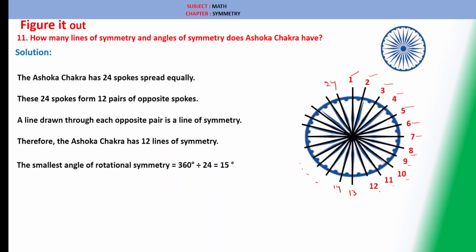The smallest angle of rotation symmetry is 360 divided by 24, that is 15 degrees.